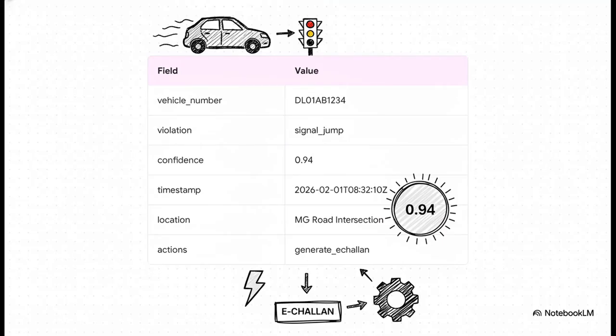So what's the output of all that brainpower? Well, it's this. And this is so important. The AI's final verdict isn't some blurry photos someone has to review later. No, it's a perfectly structured piece of data. Look at it. You've got the vehicle number, the exact violation, a signal jump, the AI's confidence level, which is a really solid 94% here, plus the precise timestamp and location. But here's the kicker. The actions field. It says generate_eChallan. That right there is what makes this whole system automated and lets it scale across an entire city.